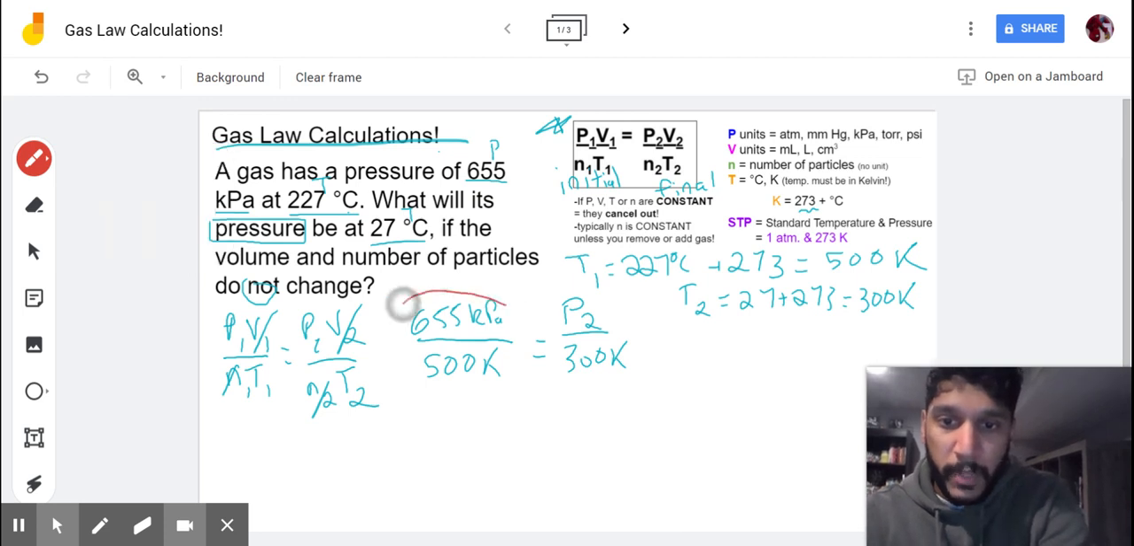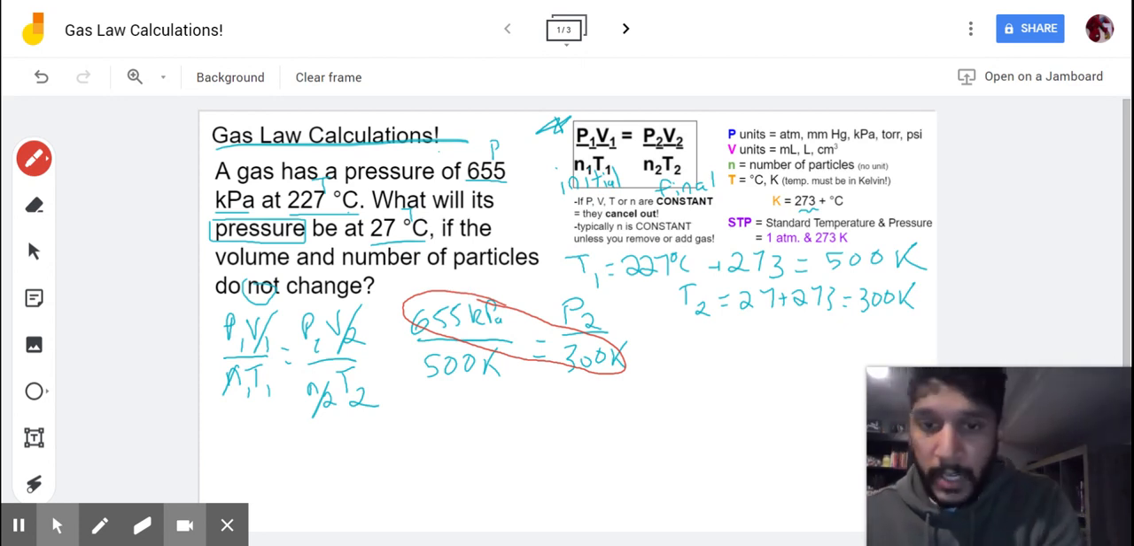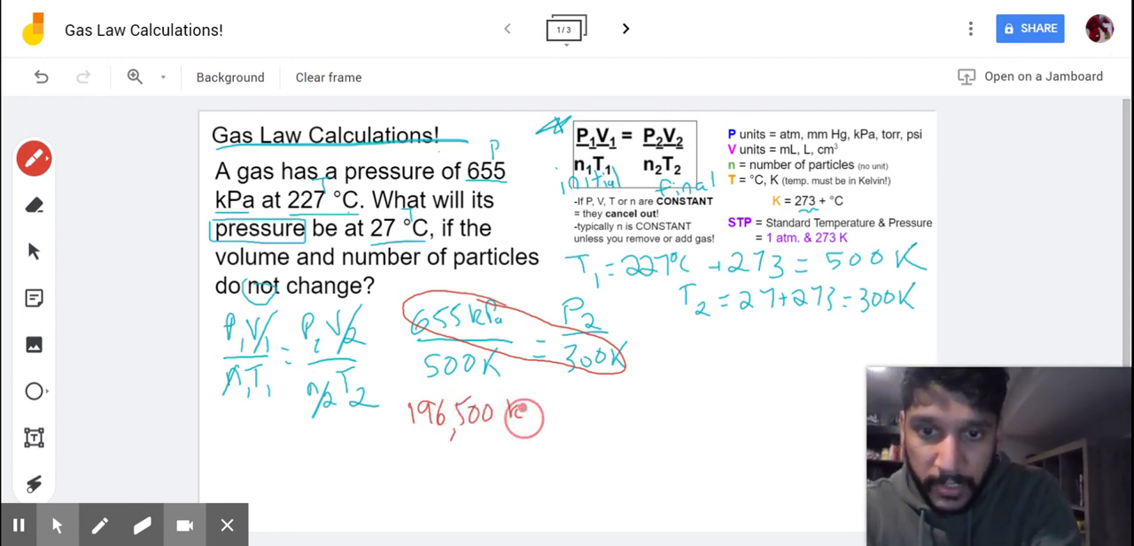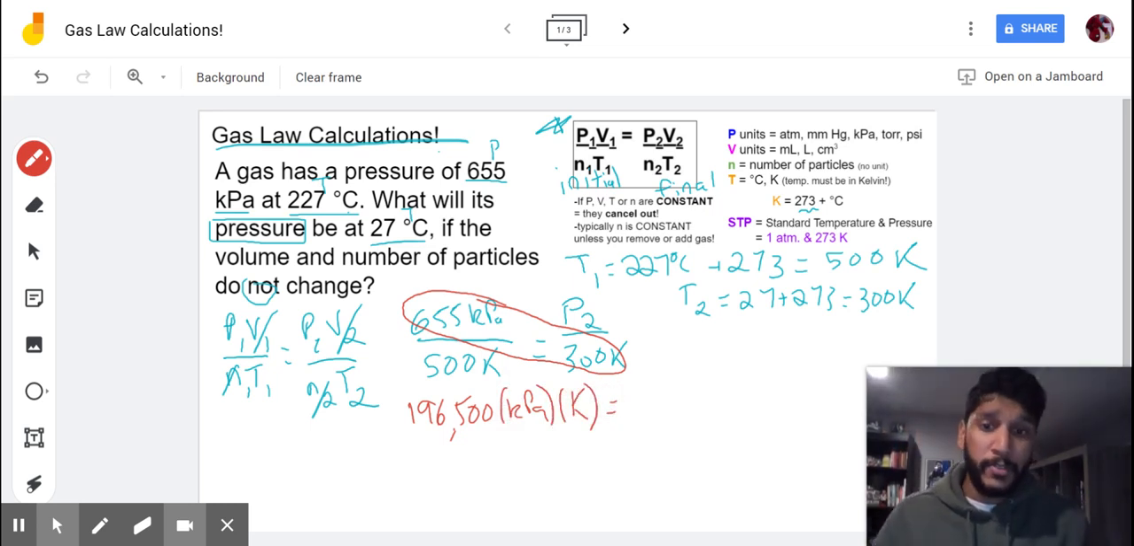Let's go ahead and change to red. If I'm cross multiplying, I'm taking these two numbers here, 655 times 300. So I get 196,500. And my units are still there because they didn't cancel out: kilopascals times Kelvin, just put in parentheses. And what's that going to equal? It's going to equal 500 K times P2.